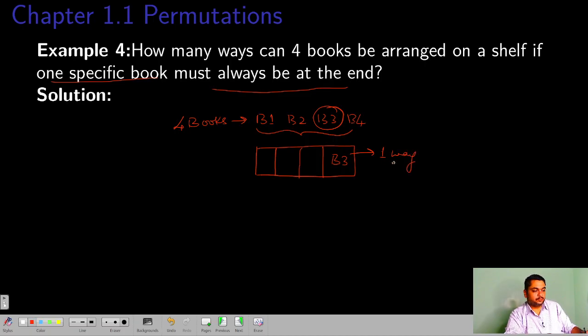Now there are 3 more slots left here. And how many books? We have chosen B3 for this example, so 3 books are left, right? So these can be arranged in, so this is one way, 1 into, choose 3 books out of 3 books available. So 3P3. 3P3 is nothing but 3 factorial, that is 6.